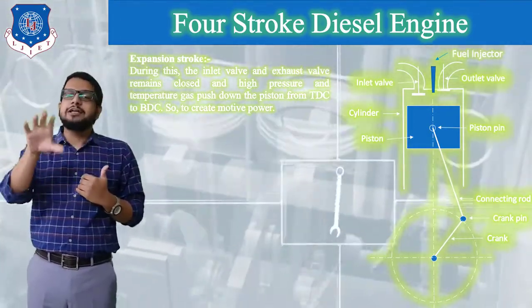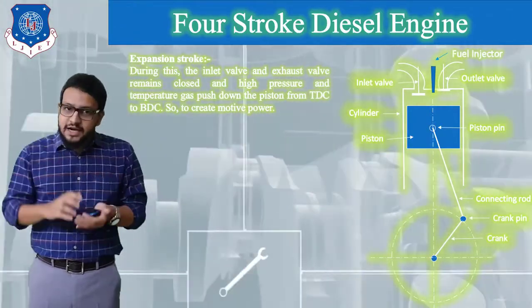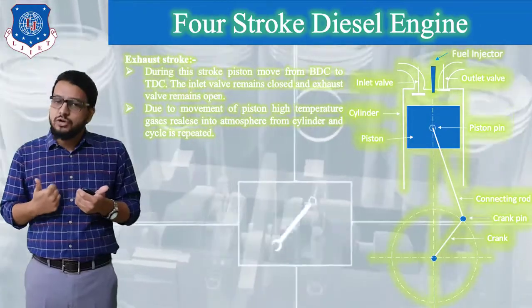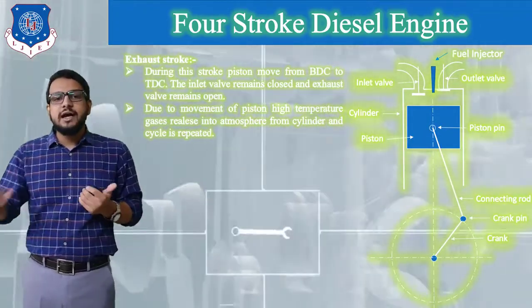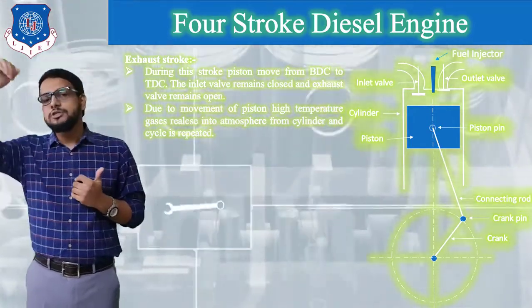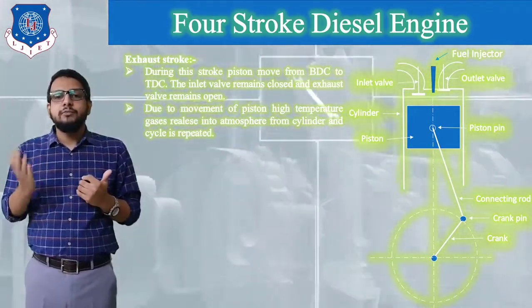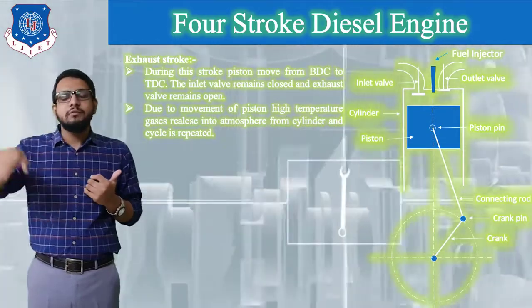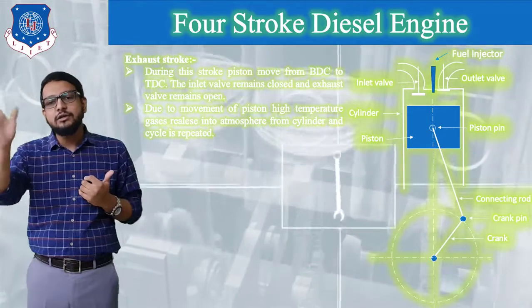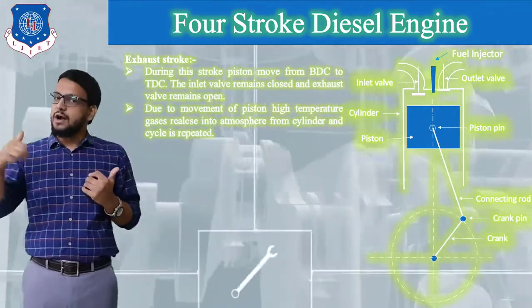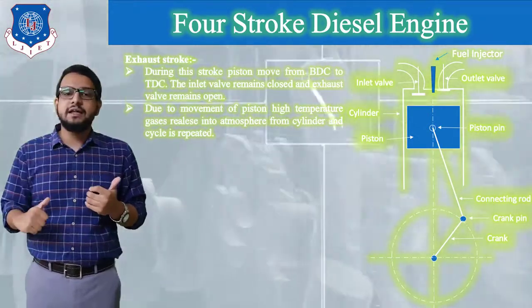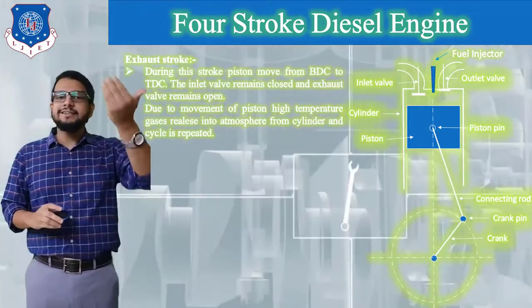Whatever hot gases are present in the cylinder, now they have to be rejected to the surrounding atmosphere, right? So in the next stroke, that is our exhaust stroke, the piston will move from the BDC side towards the TDC side. The inlet valve will remain closed, but the exhaust valve will open, and due to the motion of the piston, whatever hot gases are present in the cylinder will start to get out through the silencer, finally into the surrounding atmosphere. And at the end of this stroke, our cycle gets completed, and again the next cycle repeats.